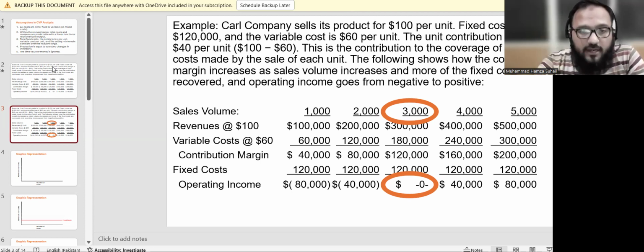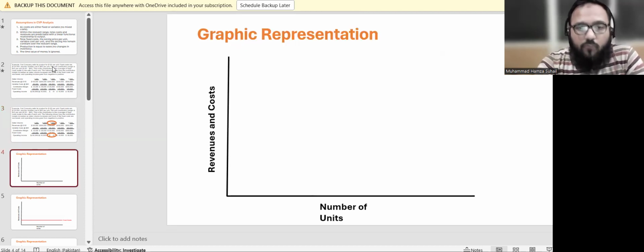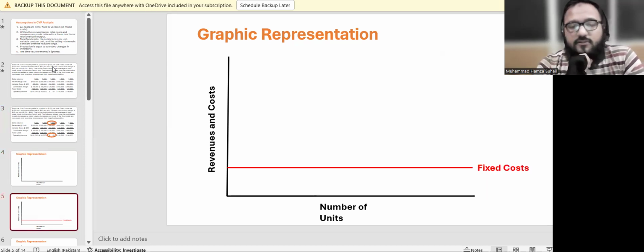Okay. Before that, let us see how break-even point can be presented on the graph. So we are plotting an XY graph, as you guys can see, with revenues and costs on the Y-axis and number of units along the X-axis. And here comes the fixed cost line. Now this is horizontal because we know that the fixed costs are fixed no matter what the level of activity is within the relevant range. So this is why this is a horizontal line.